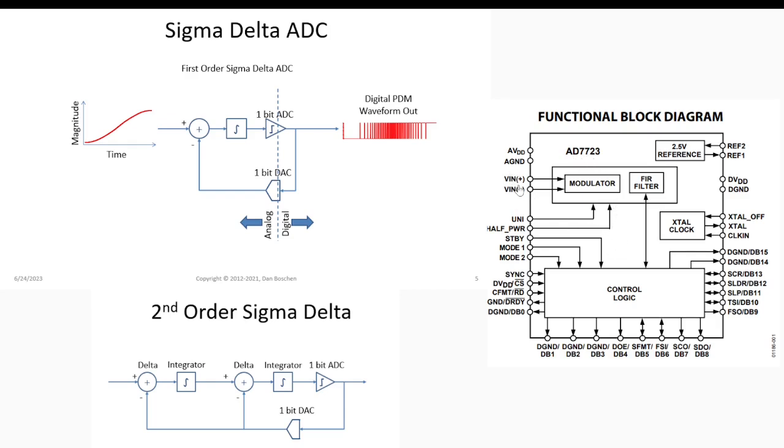As you can see here, this is your input. These are your FIR filters. That's what we learned, they reduce a lot of noise. Then you have your control logic, your reference voltage, and that's your output. I think it was a 16-bit, DB15. So it will go from DB0 right here to DB15, so you get a 16-bit digital output.